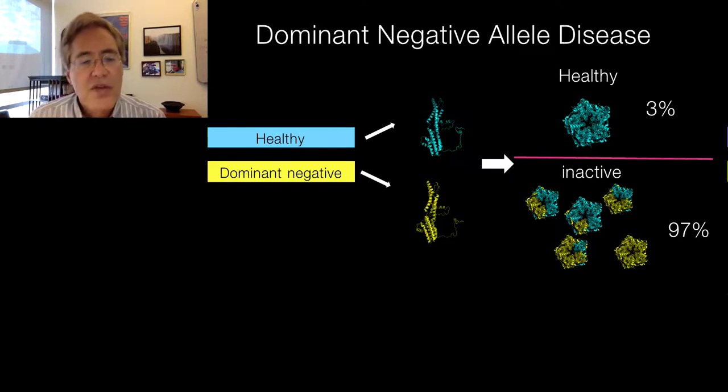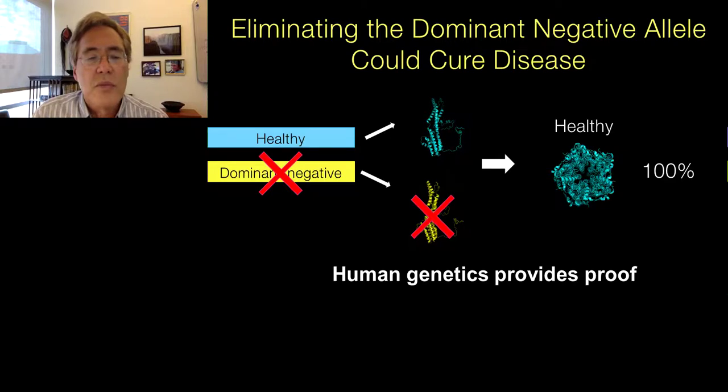So we have a mechanism that we think is there, and obviously, what we would like to do then is to be able to remove and eliminate the dominant negative allele to potentially cure the disease. And if we remove the dominant negative allele, as shown by these red X's, then only the healthy protein would be made, and we could theoretically cure the disease.